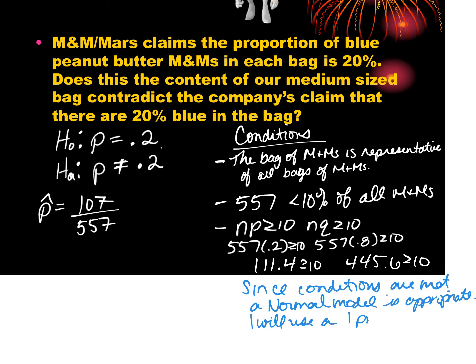I will use a 1-prop z-test. Okay, and my p hat is 0.192. Now, if I was going to draw this normal model, no, but I want to show you what I mean by a two-tailed test, okay?